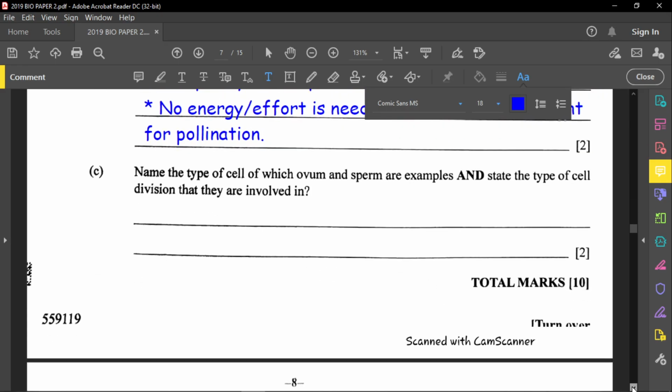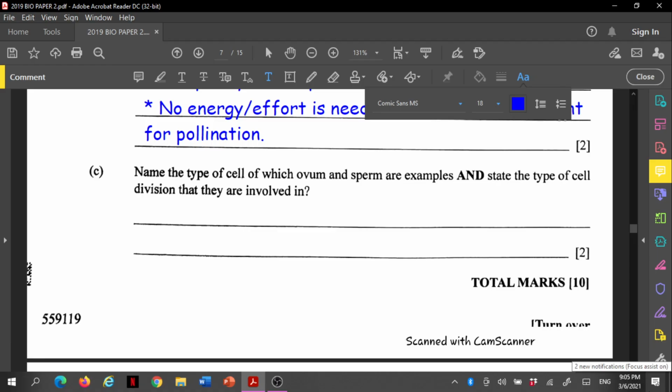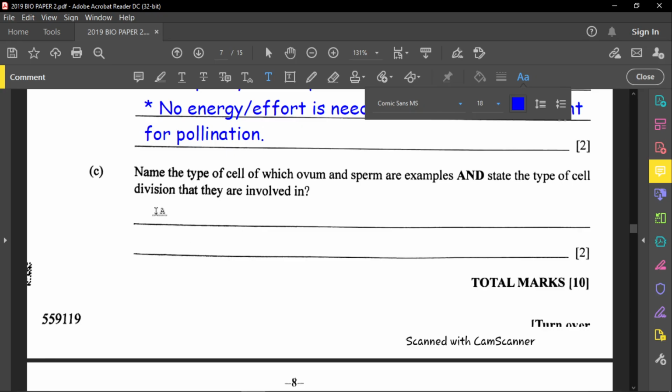Now part C, it said name the type of cell of which ovum and sperm are examples and state the type of cell division that they are involved in. So they are definitely examples of gametes, or otherwise called sex cells. So gametes or sex cells. All right. And so it asks us what type of cell division they're involved in. And so the cell division, I'll put at the bottom right here. This will be meiosis, okay? Because meiosis produces gametes, which means half the number of chromosomes.